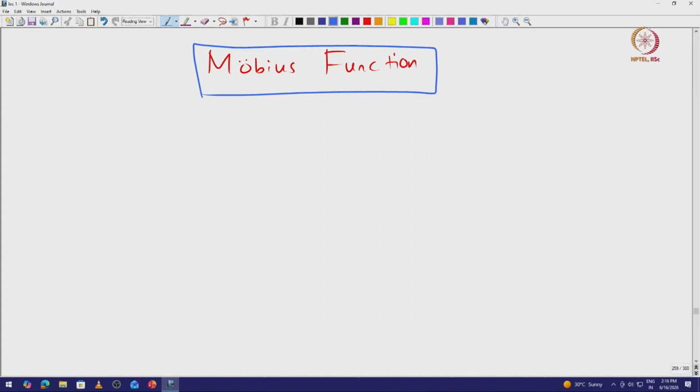First we recall the definition of the zeta function. That is very important in order to define the Möbius function. So, what is the zeta function? Before getting into the definition, let us fix some notation as before. We take P to be a finite poset with the partial order less than or equal to.